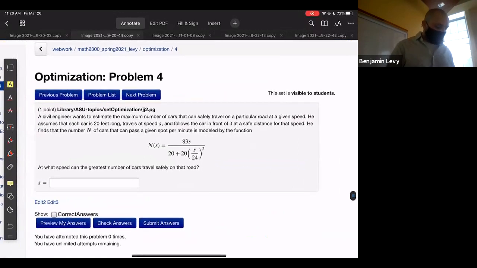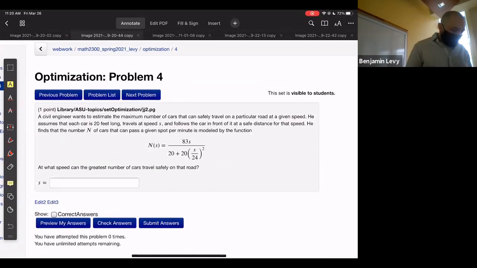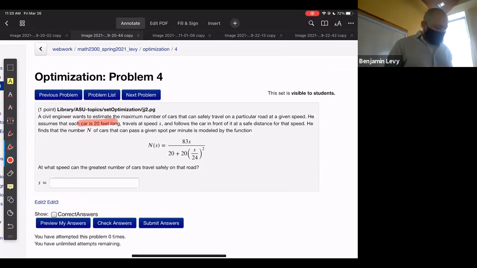So we've got a civil engineer. They want to estimate the maximum number of cars that can be on a road at a given speed. They're assuming that each car is 20 feet long. Sounds like a constraint. Travels at a speed of s and follows the car in front of it at a safe distance for that speed. I don't know if that's relevant, but okay.